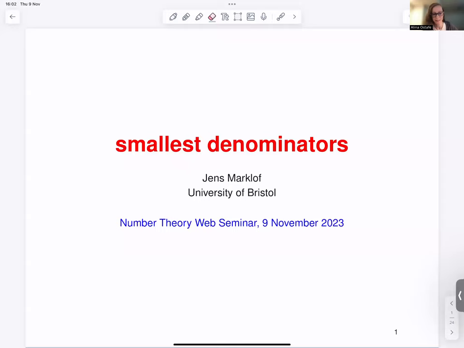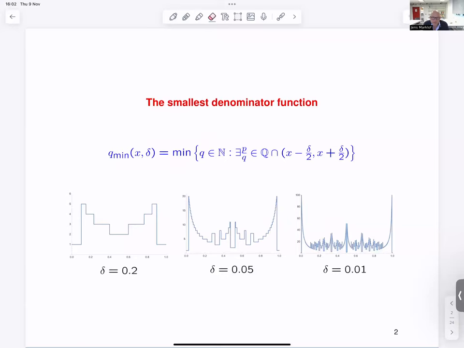Absolutely, yes. So this is a little fun project that I'd like to share with you on a very basic question on smallest denominators. Here's the problem. We look at an interval of length delta centered at a point x, and we look at all rational points that are in there. Of course, we have infinitely many, and we ask, what is the smallest denominator of all rational points that fall into this interval? And now let's shift this interval across, say, x from 0 to 1, and see what the distribution of those smallest denominators is.